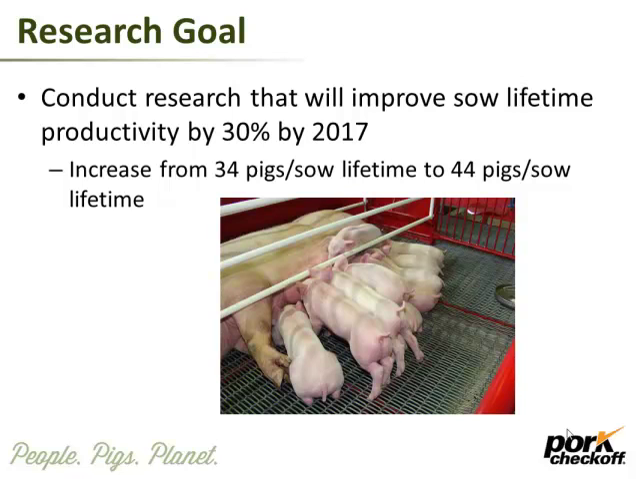So the research goal that the consortium came up with is to conduct research that will improve sow lifetime productivity by 30% by the year 2017. Essentially, that means we need to increase pigs per sow lifetime from 34 to 44. So there's an increase of essentially 10 pigs over a sow's lifetime. What's the easiest way to do that? Anybody? One more parity, right? Keep her in the herd longer, prevent that early parity fallout, keep those females in the herd longer, and you'll achieve that goal.